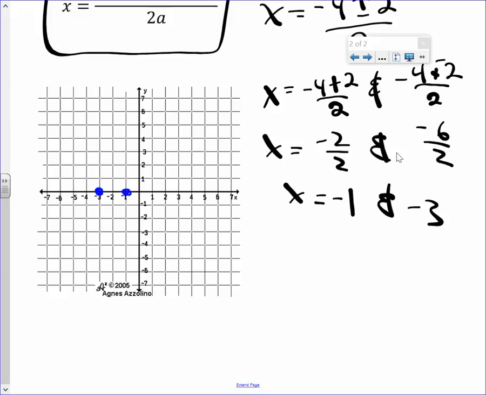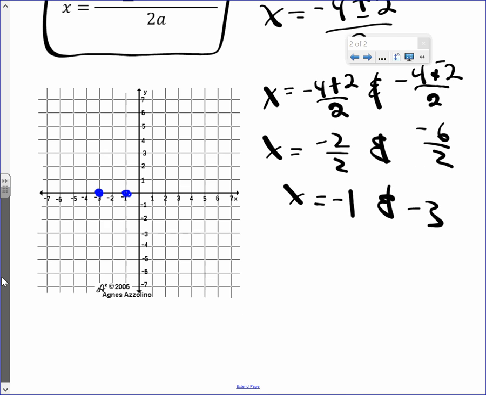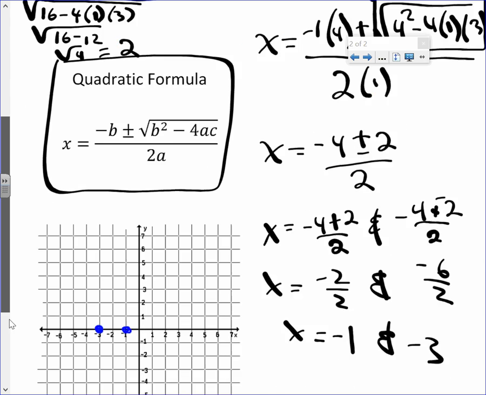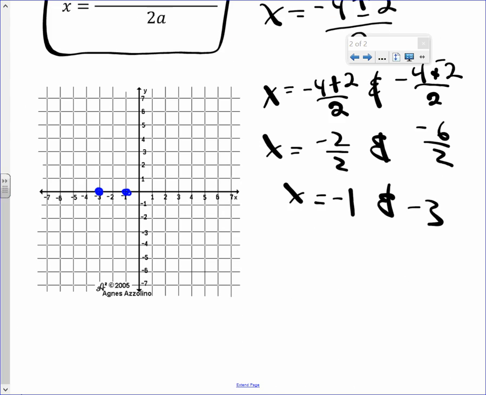Okay. That's the x-intercepts. Now the second mission is to find the vertex, right? The vertex is the highest point or the lowest point. Since this is going to open up, A is positive, it's going to be the lowest point, the vertex.